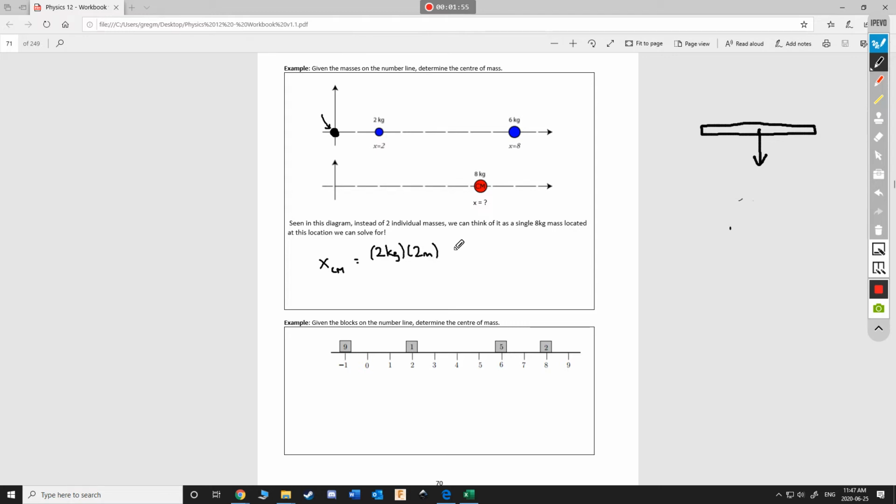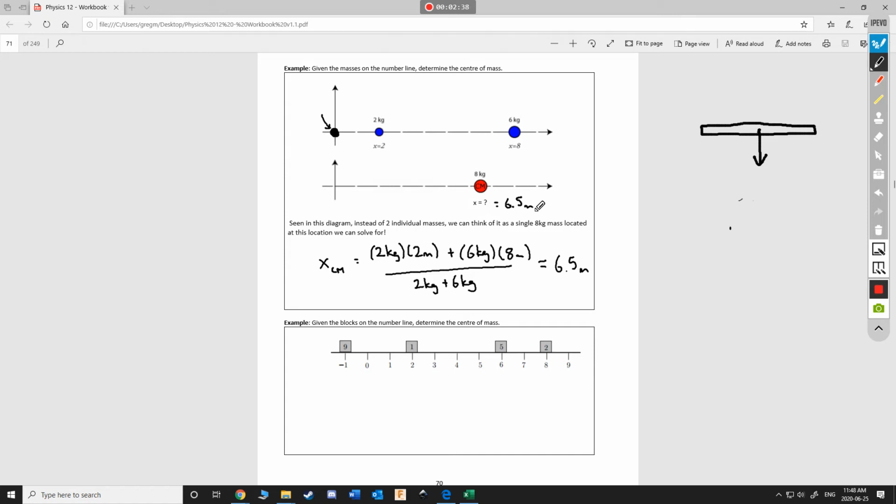So it's kind of like our torque equation right there. Plus our 6 kilograms multiplied by 8, again, we'll just say it's meters. And if I divide that by our total mass, 2 kilograms plus 6 kilograms. So we go 2 times 2 plus 6 times 8, and we're going to divide that by 8. We get a value of 6.5 meters. So instead of thinking of it as two individual objects, one at 2, another at 8, we can think of it as a single object located at 6.5 meters.